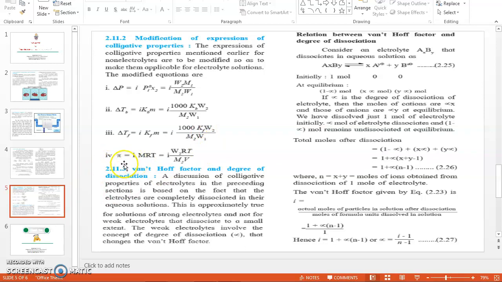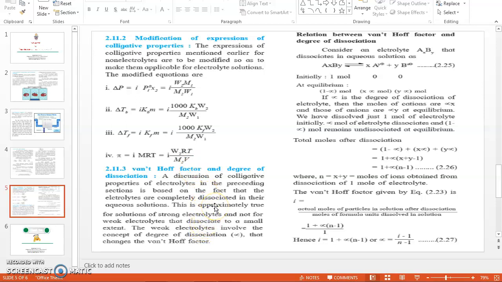And fourth is the osmotic pressure. Pi is equal to i CRT, which is i W2 RT divided by M2 V. We have seen all these expressions in this topic. So what is the relationship between the van't Hoff factor and the degree of dissociation?